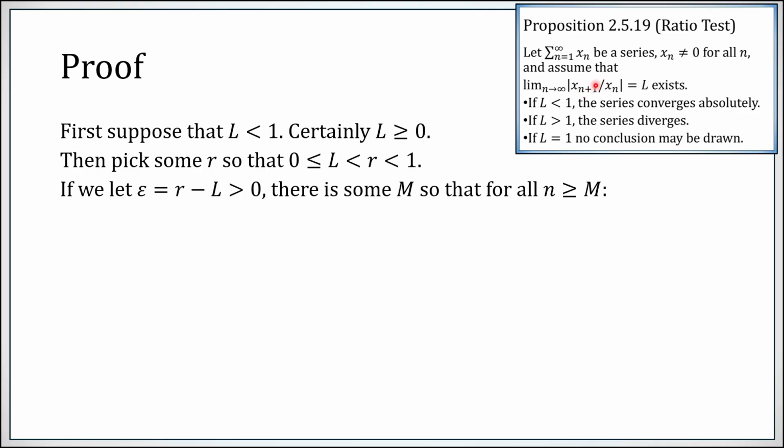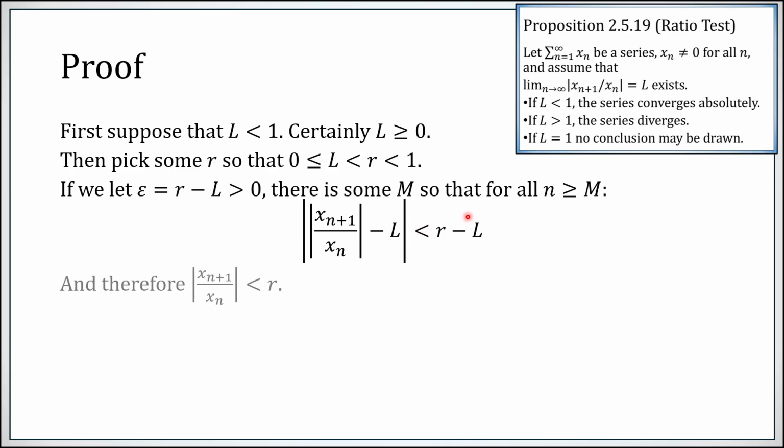Since this sequence of ratios is converging to L, and epsilon is a positive number, there's a cutoff point past which the distance from this ratio to L is less than epsilon. Now I have this in absolute value. Since the distance is less than R minus L, it certainly follows that this absolute value is now less than R.